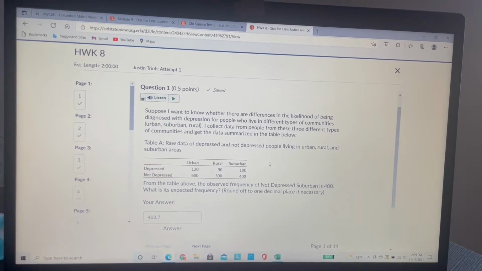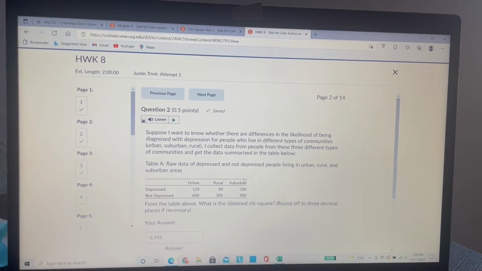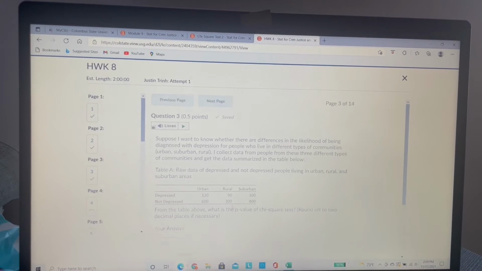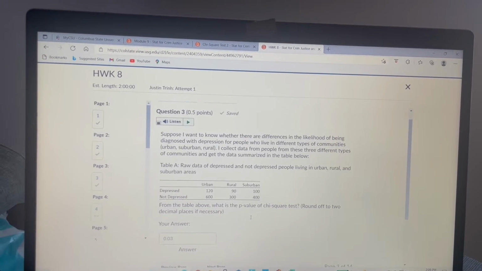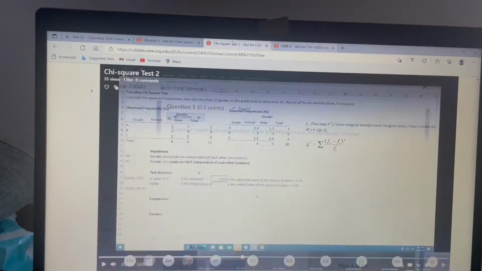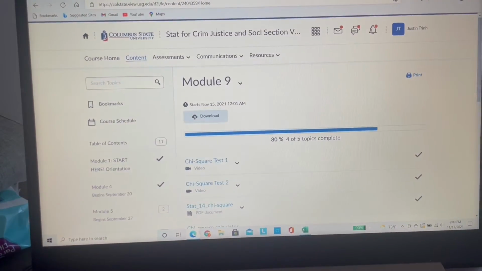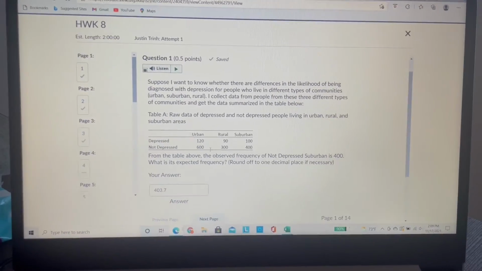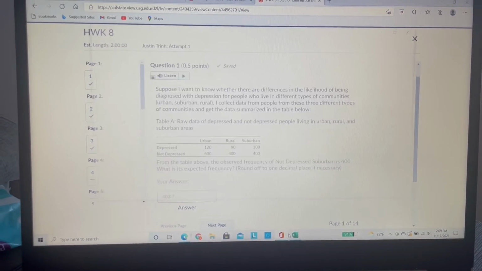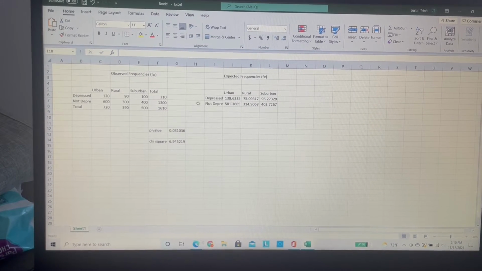How to get the expected frequency from a table like this, how to obtain the chi-square, and how to get the p-value from this table. All right, so we're going to go back to number 1. First, you copy and paste this table right here. You know how to do that. Just paste it into Excel, and there it is right here.